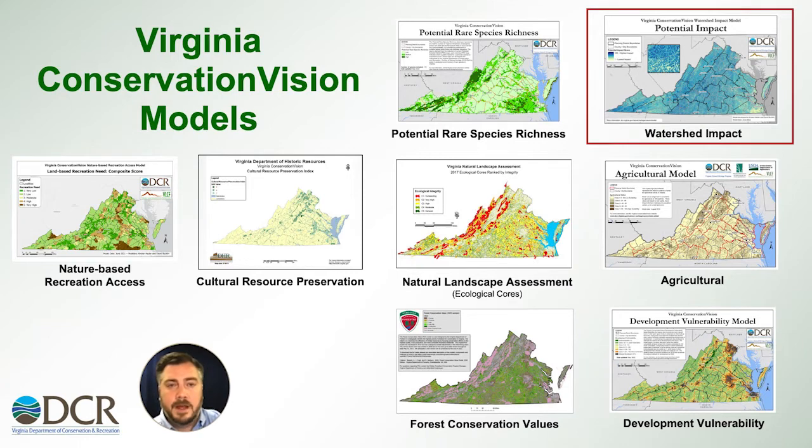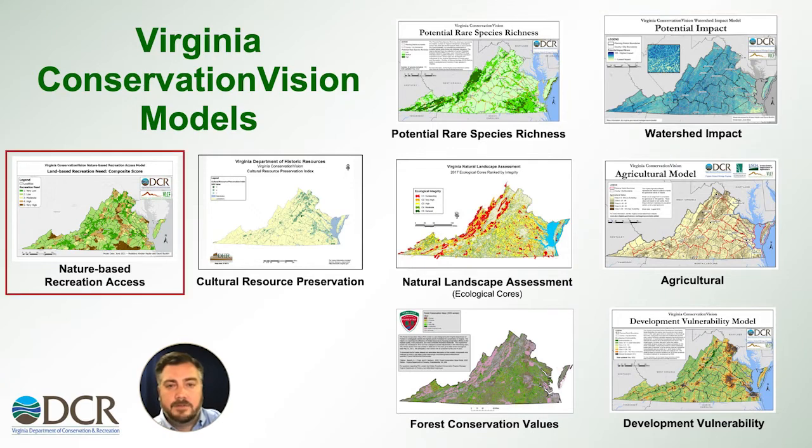The Watershed Impact Model quantifies the relative importance or value of lands for protecting water quality and watershed integrity. The purpose of the model is to establish geographic priorities for conservation of existing land cover, restoration or implementation of best management practices, or urban stormwater management.